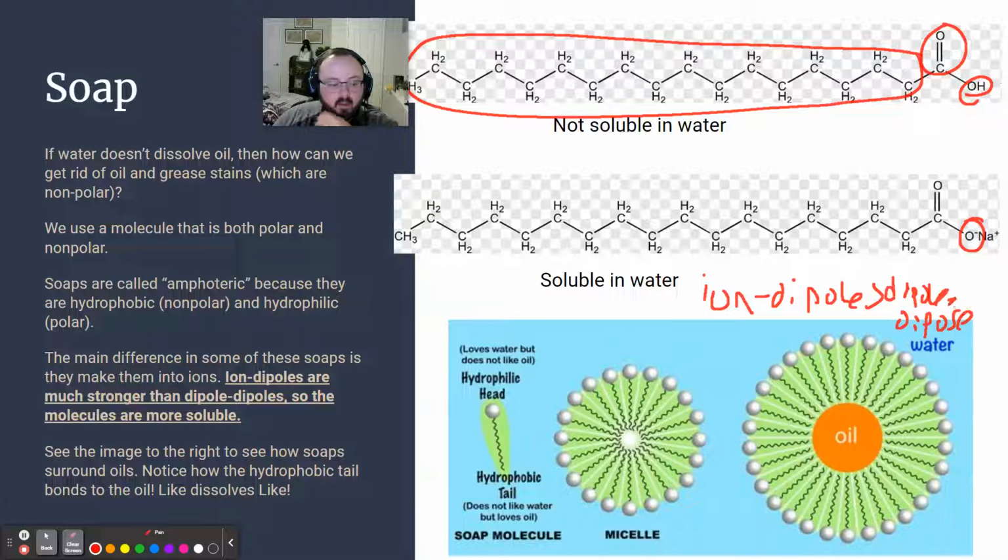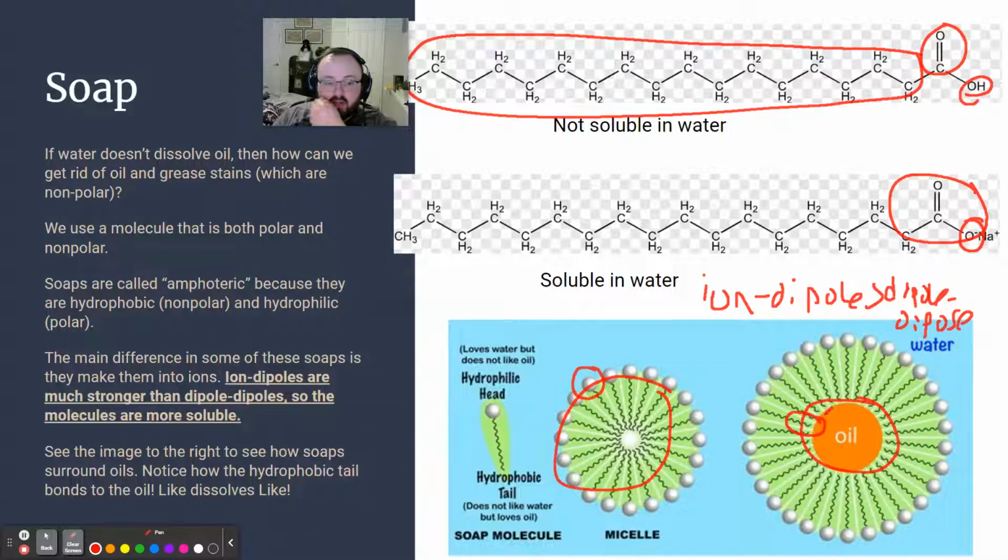Okay? And what we see here is what happens when we have a soap. This part is able to be very soluble in water because it is a negative. And this one, you'll see it's attracted to the water. It loves water, it's hydrophilic. But the nonpolar parts, they will stick together on the inside. And they will attack things like oil by bonding to this oil.